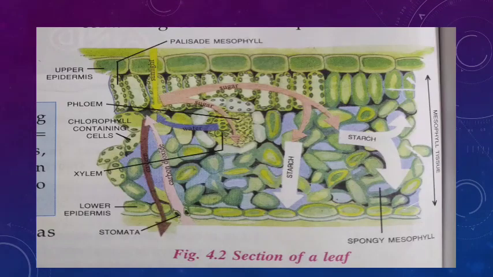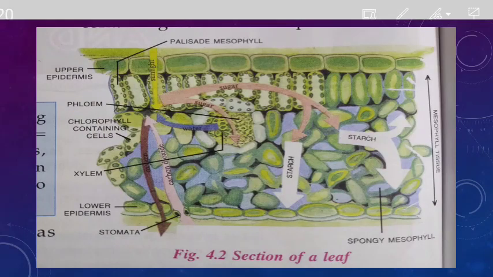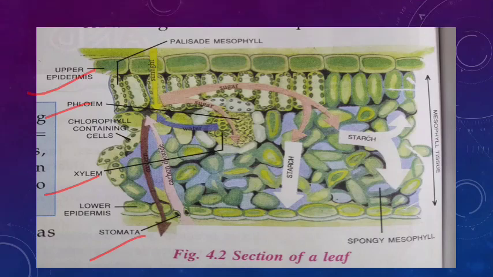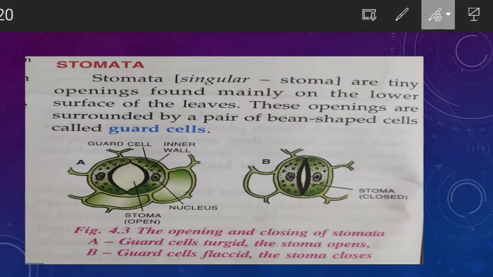Clear? Now, next you can see this is the section of a leaf. Here is upper epidermis. This is the phloem that helps in transporting the food. Then this is the xylem that helps in transporting the water and mineral, and this is the stomata. Okay. Now next, we will study in detail about the stomata.